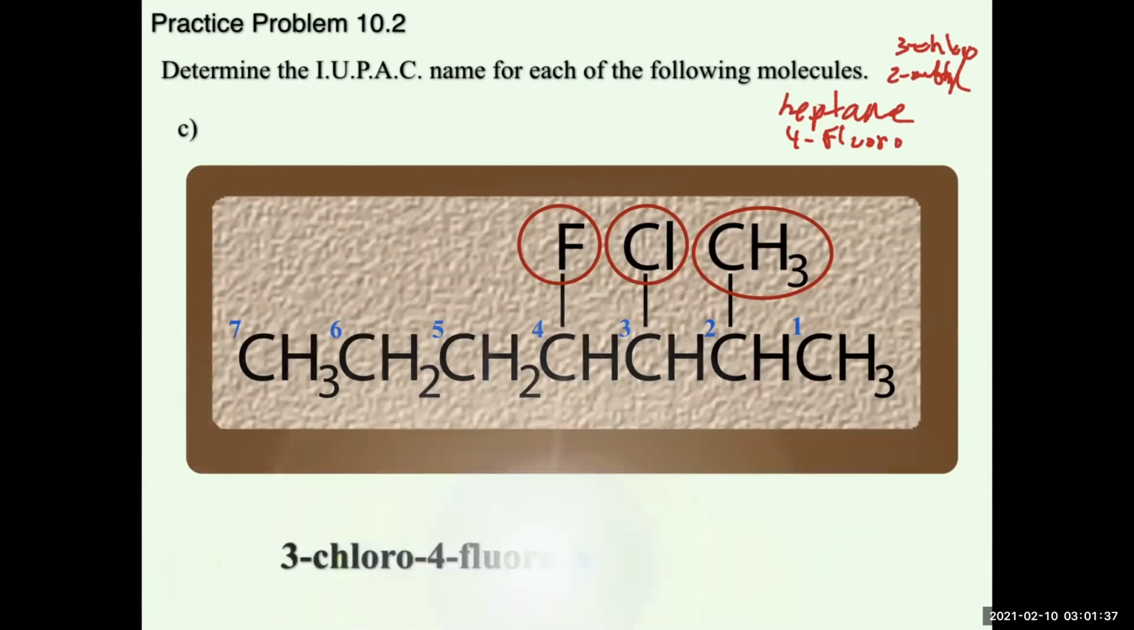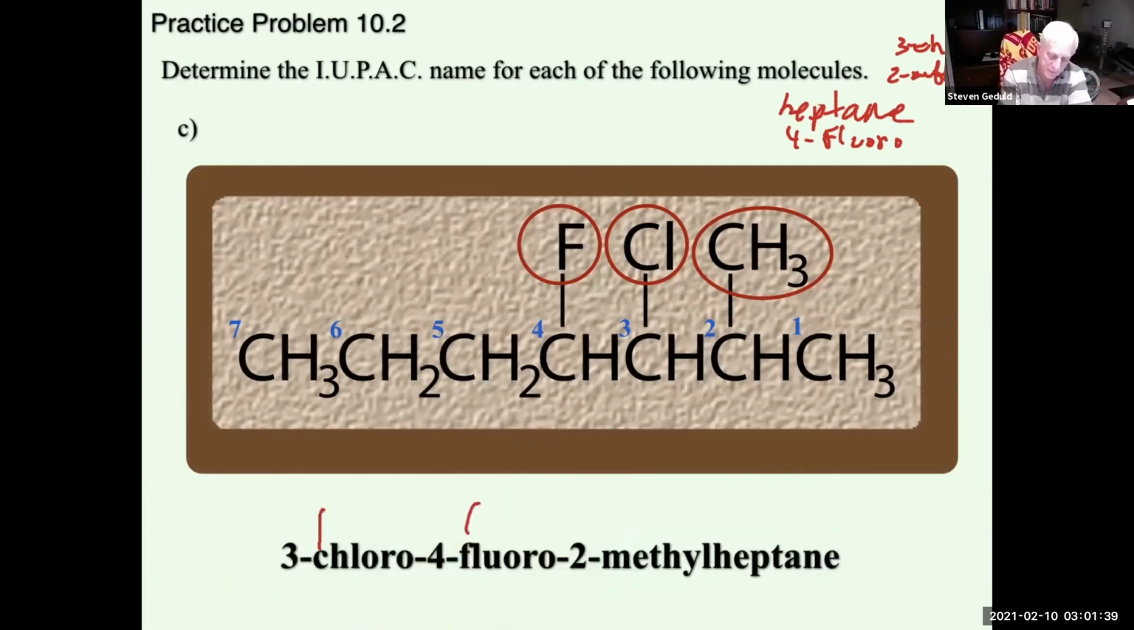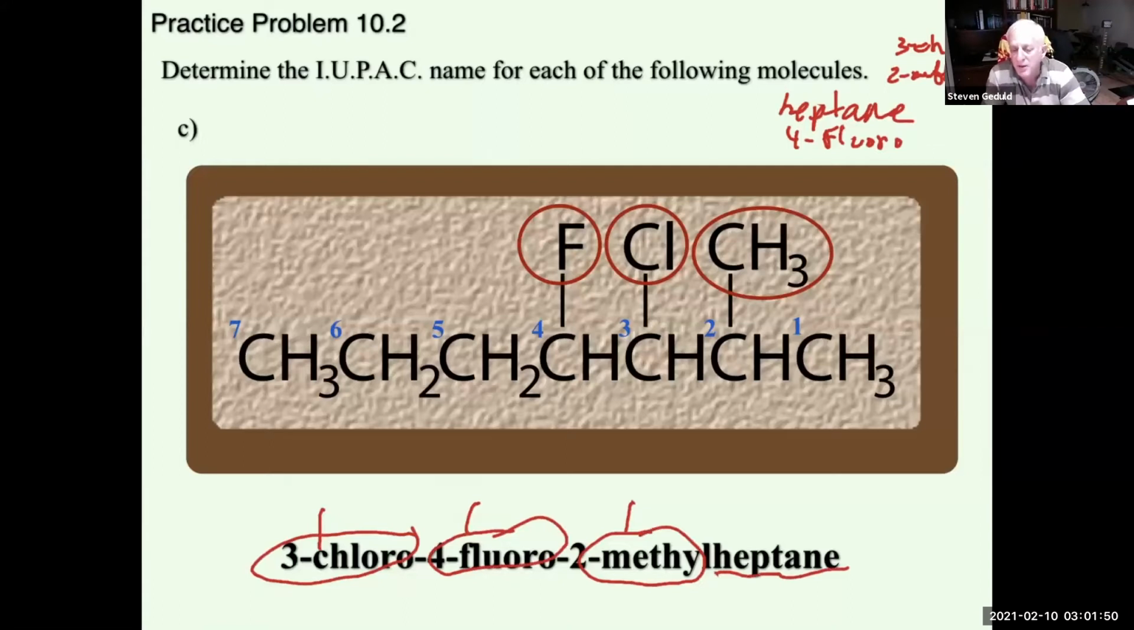Putting it together, you get C, F, and M in alphabetical order. At number 3, there's a chlorine group. Number 4, there's a fluorine group. And number 2, there's a methyl group. And it's 7 carbons, all single bonds. And that's what's in the name.